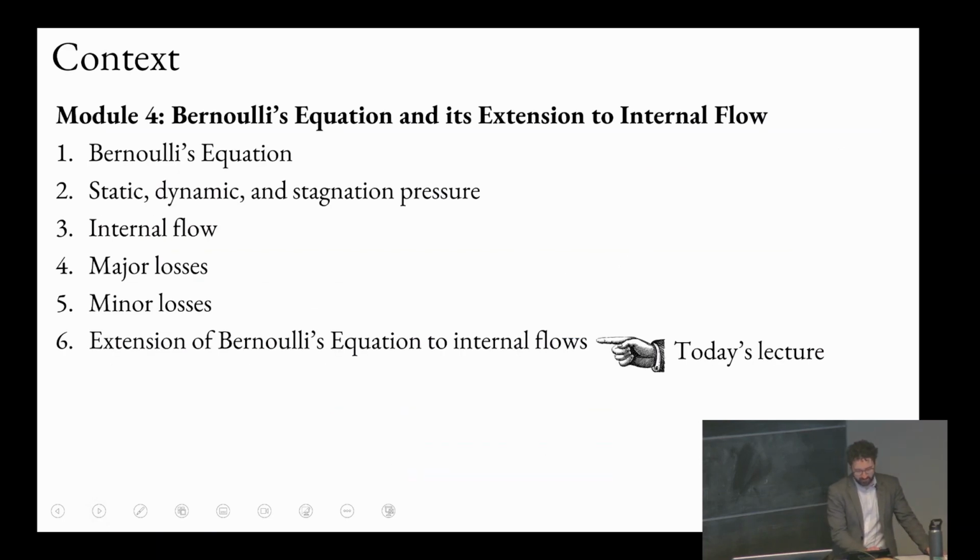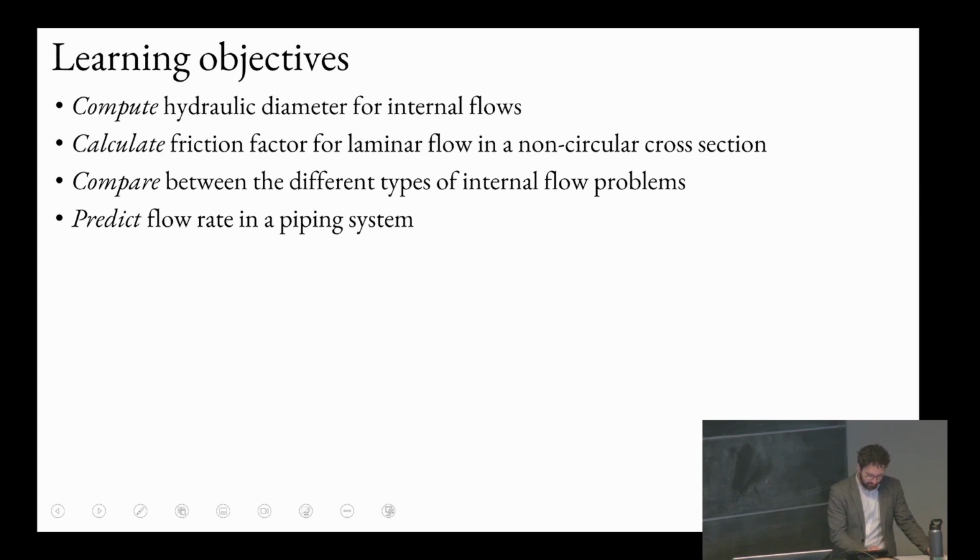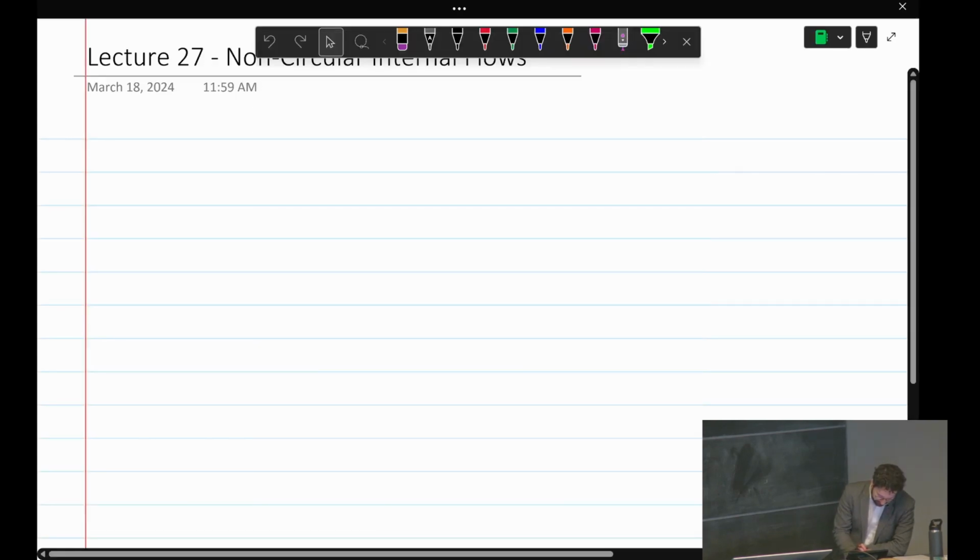We're still talking about extended Bernoulli's equation today. Our learning objectives are to compute hydraulic diameter for internal flows, and calculate friction factor, or read friction factor off a table, more like it, for laminar flow in a non-circular cross section. I'm going to give you an overview of the different types of internal flow problems that you can be asked, and talk about which ones are more complicated to solve. And then we're going to do a prediction, an example using a circular internal flow. So just a small bit of non-circular stuff in this course in general, just to expose you to that.